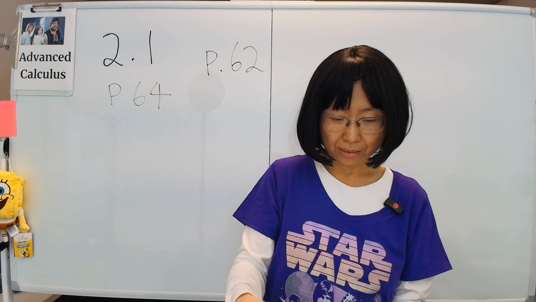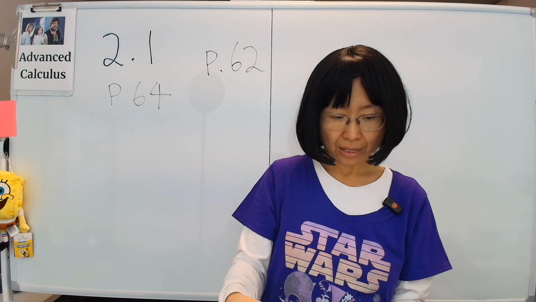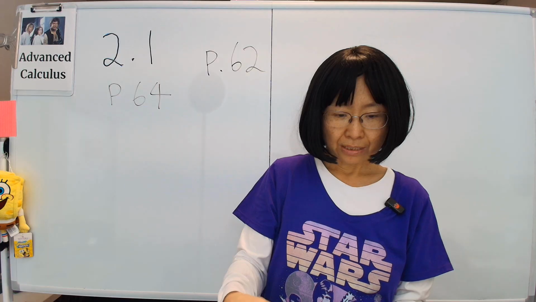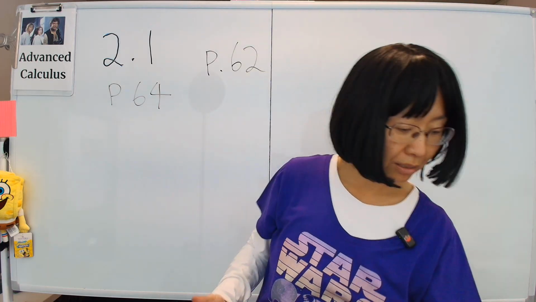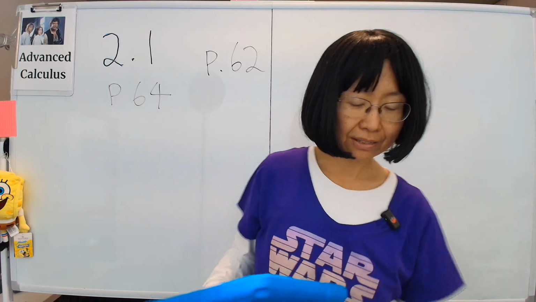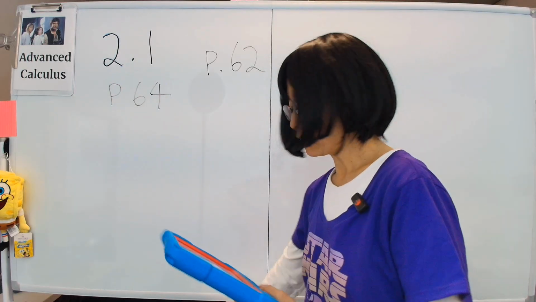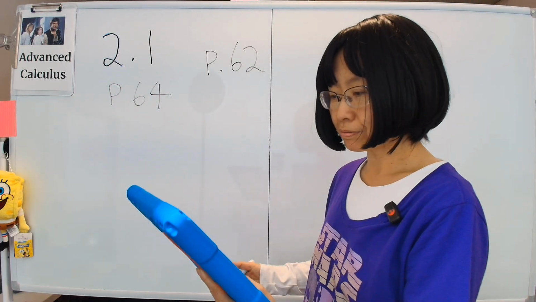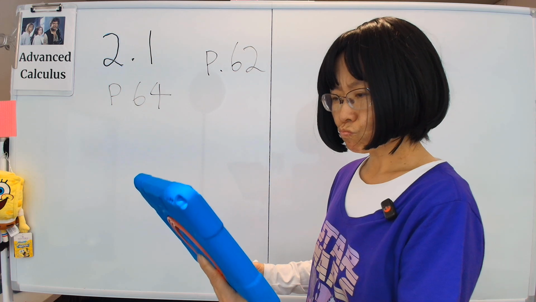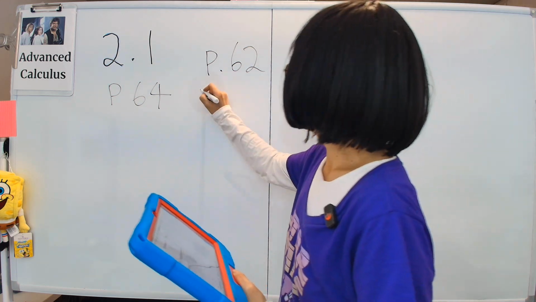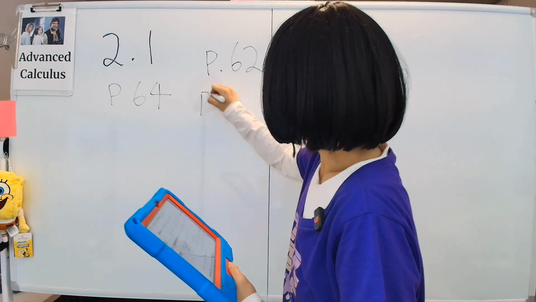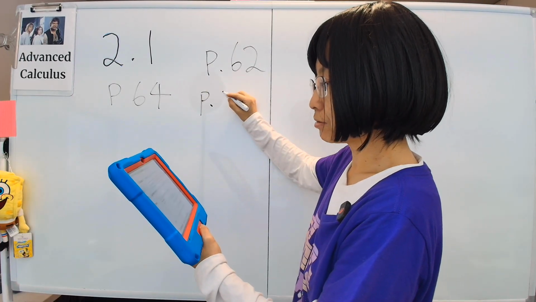So that is it. Where am I? Okay, and so as the next lesson, we are looking at page 65 now. So on page 65, we're going to prove something. Okay, so on page 65, let's look at example A.